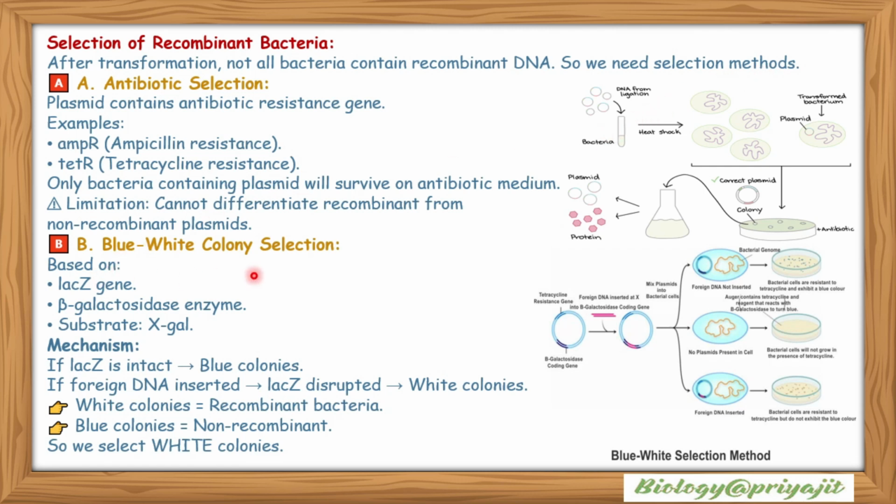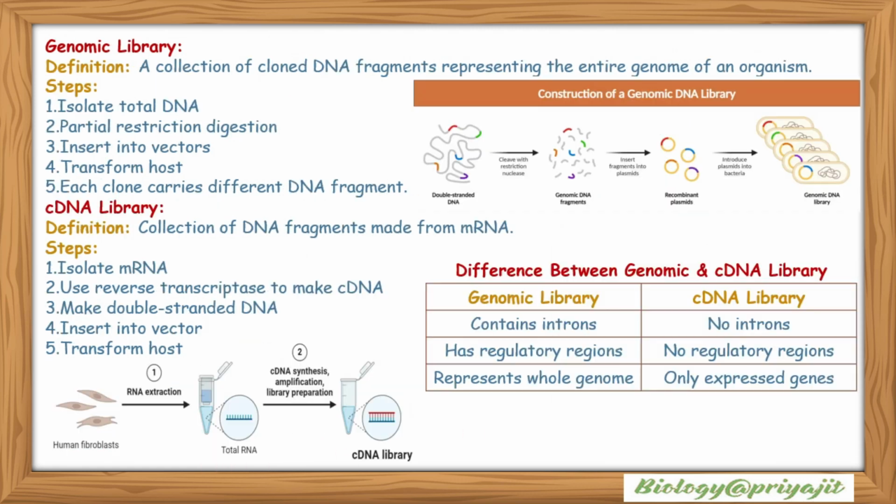Now the second procedure is the blue-white colony selection, which is based on lacZ gene and beta-galactosidase enzyme. Here the substrate X-gal is used. Mechanism: if lacZ is intact, blue colonies are formed. If foreign DNA is inserted into the lacZ, then lacZ will be disrupted and then white colonies will be formed. So white colonies indicate the recombinant bacteria and blue colonies are the non-recombinant. So we must select the white colonies.